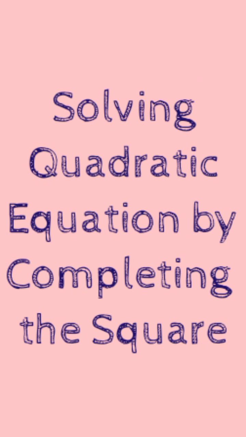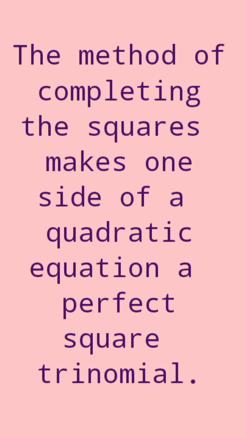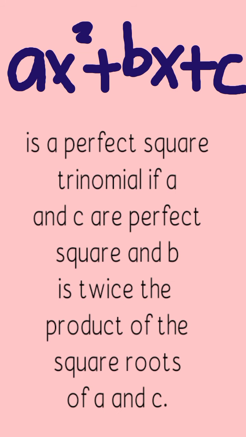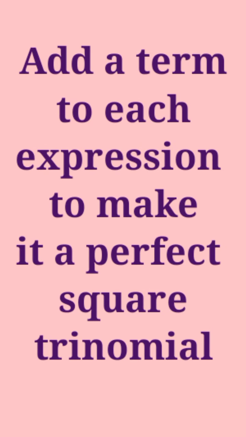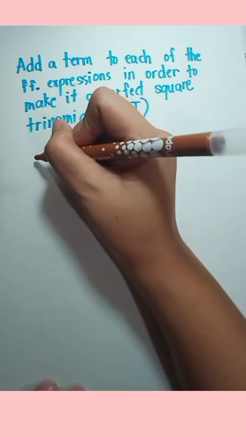So today we are going to discuss solving quadratic equations by completing the square. The method of completing the square makes one side of a quadratic equation a perfect square trinomial. The expression ax squared plus bx plus c is a perfect square trinomial if a and c are perfect squares and b is twice the product of the square roots of a and c. For our first activity, you need to add a term to each expression to make it a perfect square trinomial.